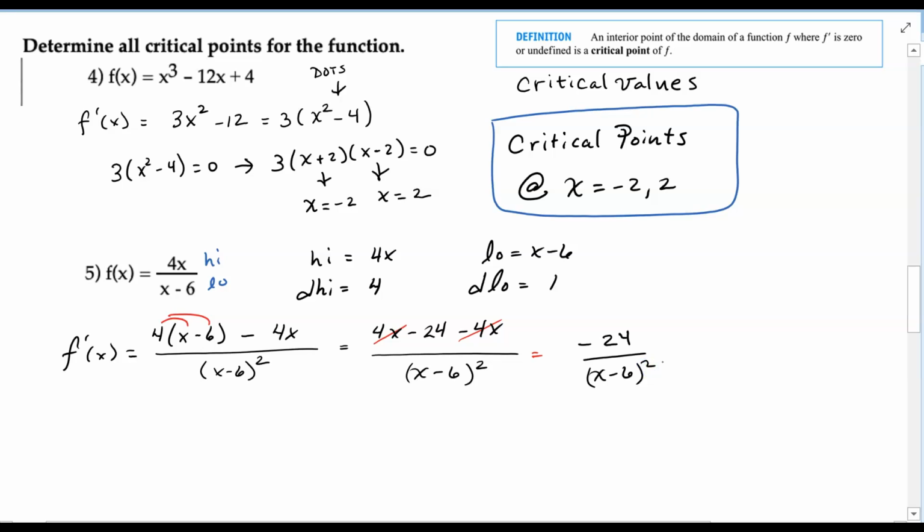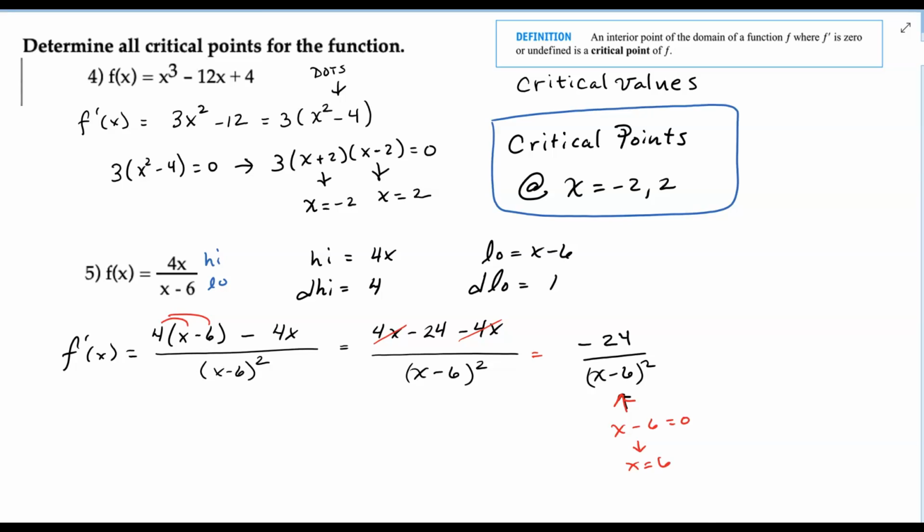Okay, now there's no place that this would equal 0. There's no place where it would equal 0 because the numerator would have to equal 0. But we just look here at the denominator. Where does the denominator equal 0? All right, that's at x minus 6 equals 0. So x equals 6. All right, that's the point where we have an asymptote.